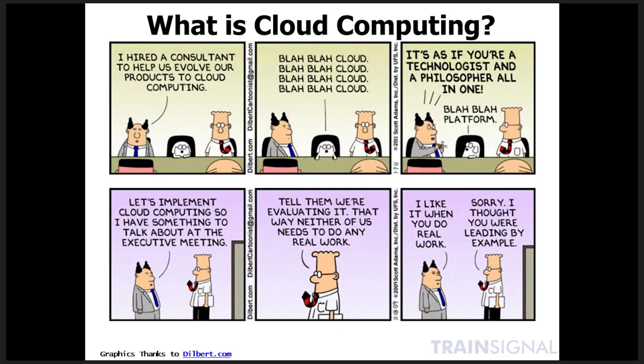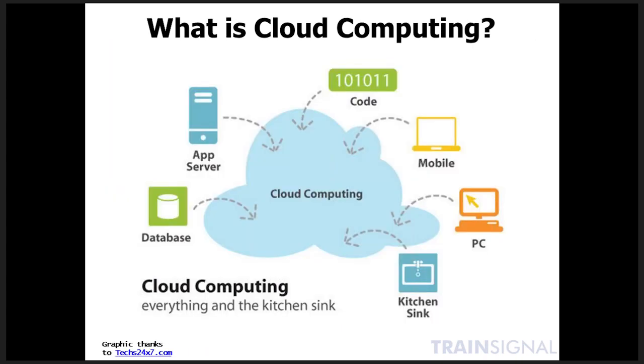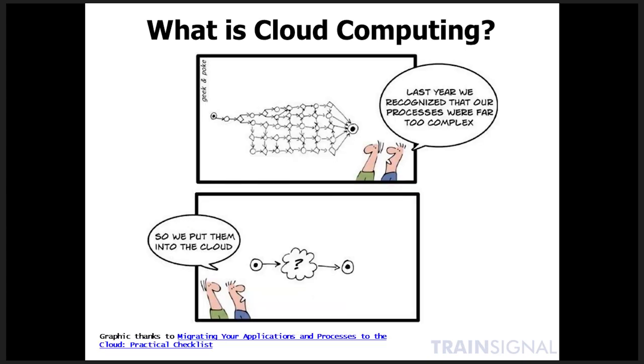Here's another joke. You've got a network diagram here. Looks relatively serious. You've got the database that can go in the cloud, the app server, your code, your mobile device, your PC, and yes, even the kitchen sink. Everything can go into the cloud. One more joke here. These guys are analyzing their business processes, maybe on a whiteboard. He says, last year we realized our processes were way too complex, so we just put them in the cloud, right? It makes the cloud just seem like this magical box. You can stick everything in, and it's so easy.